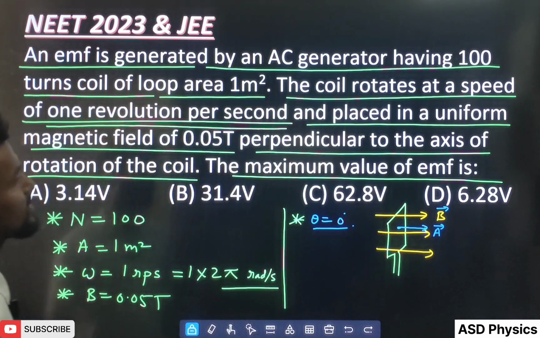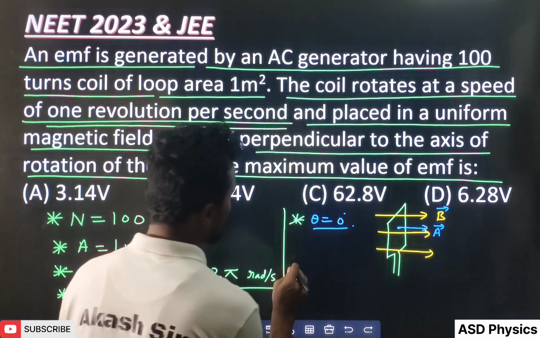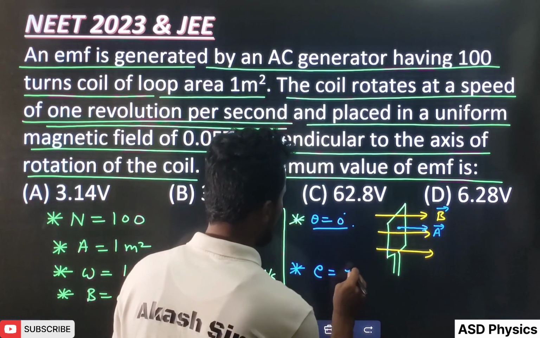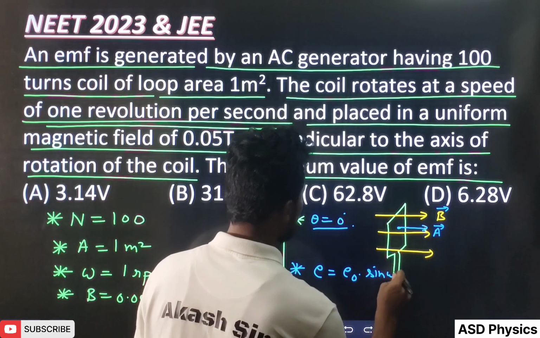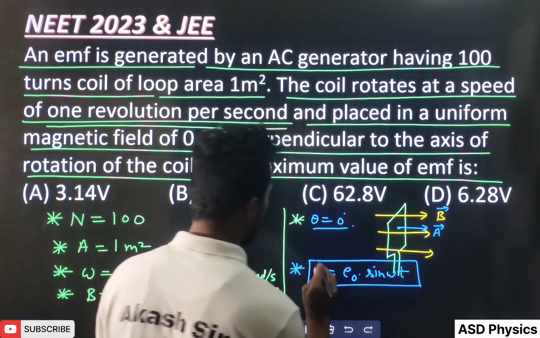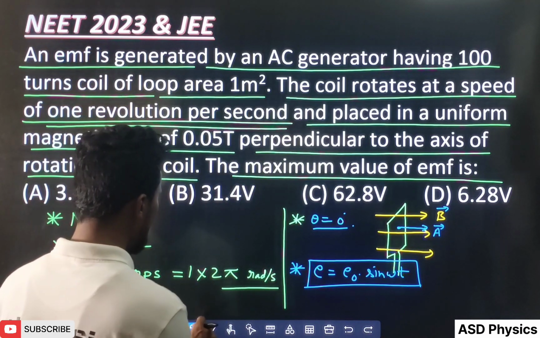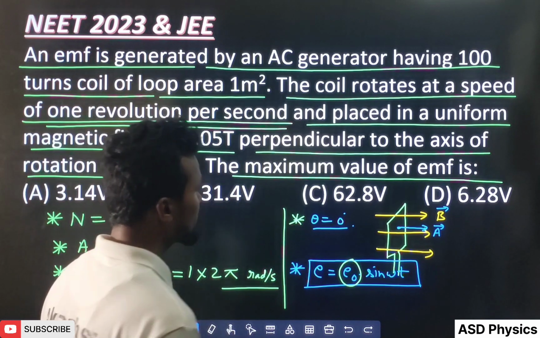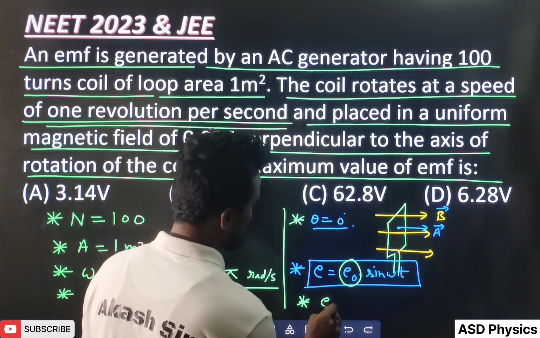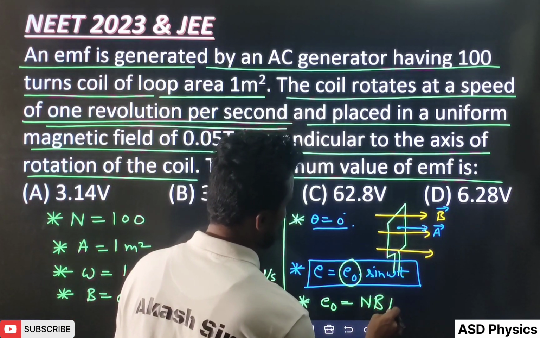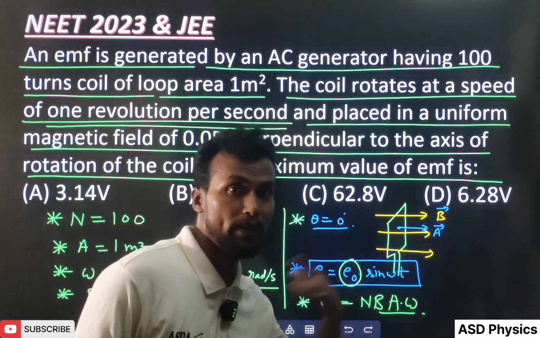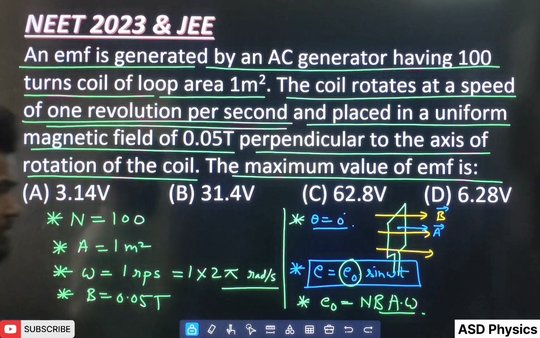Now they are asking for the maximum value of the EMF. The general formula is E equal to E naught sine omega t, and the maximum value is E naught. Remember that E naught equal to NBA omega, the maximum value. Now all the things are given, we will put the values and get the answer.